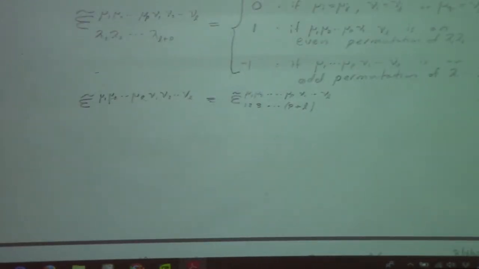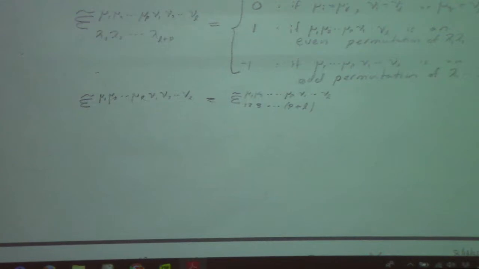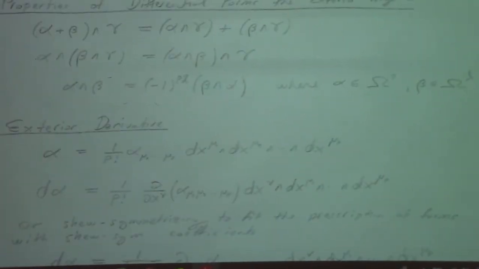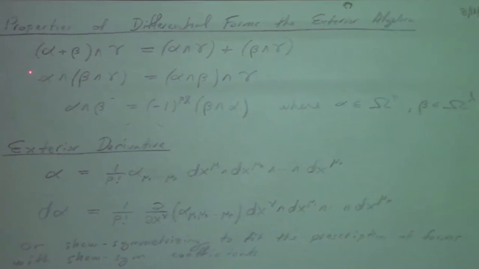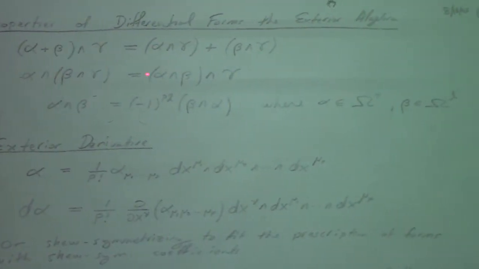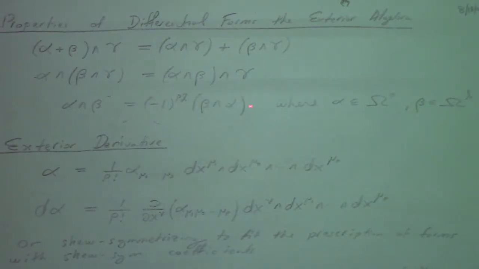The details here of the wedge product. Well, who cares? This is too much. Anyway, the point is you can define the wedge product of two differential forms. It satisfies this wonderful algebra, as we have talked about before: distributive, associative, skew, graded commutative.